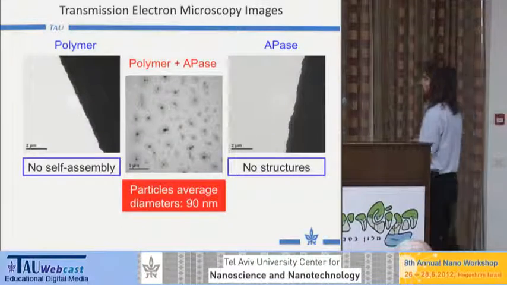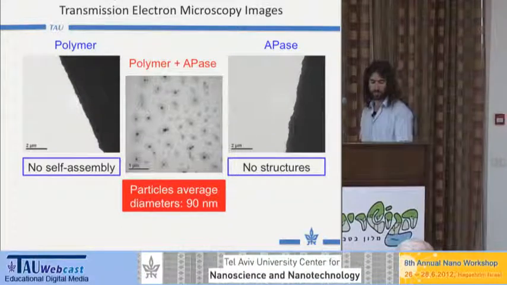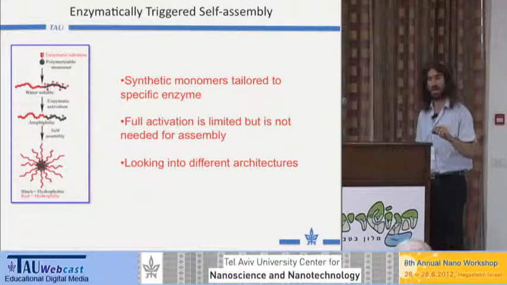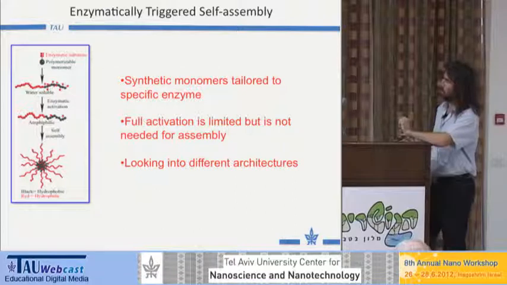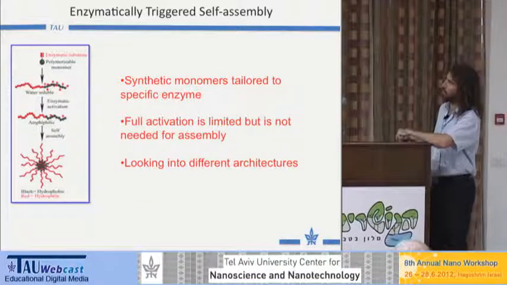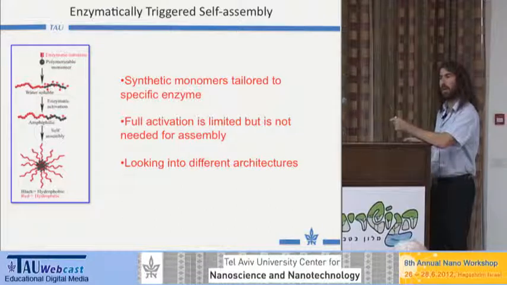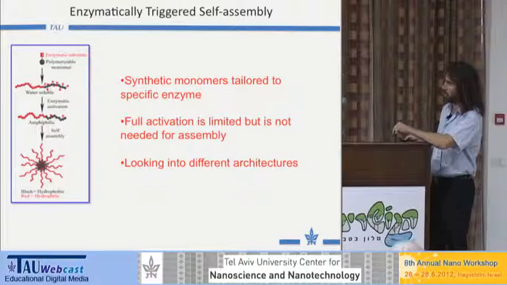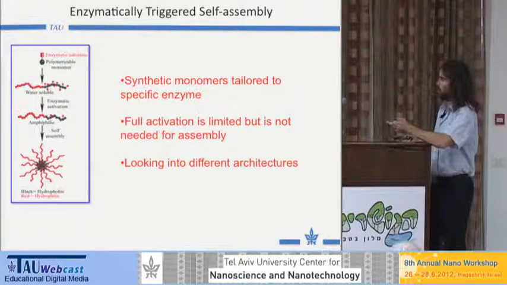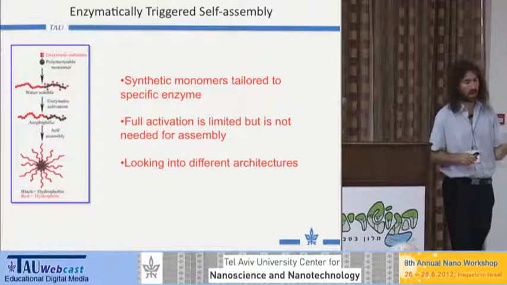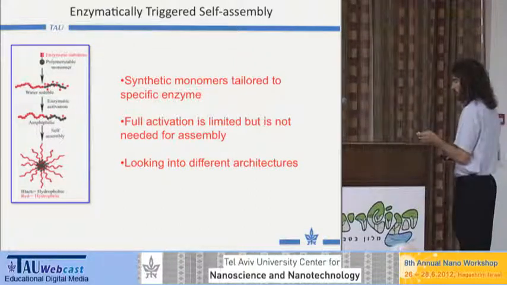So I managed to show you in this part that we could design and synthesize monomers that are tailored to a specific enzymatic activity. We wanted to get full activation. It turned out we couldn't, but apparently we don't need full activation in order to control or trigger the self-assembly. And now we're looking into using different polymeric architectures in order to explore this field further.